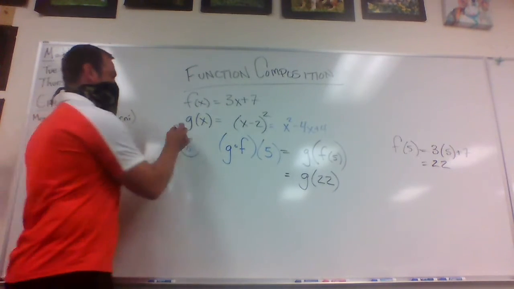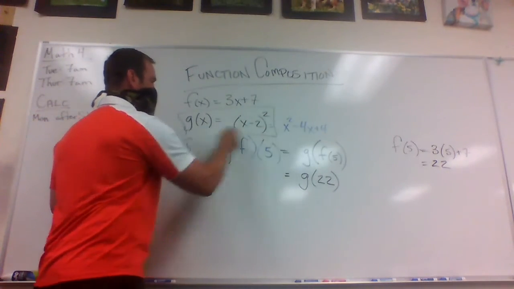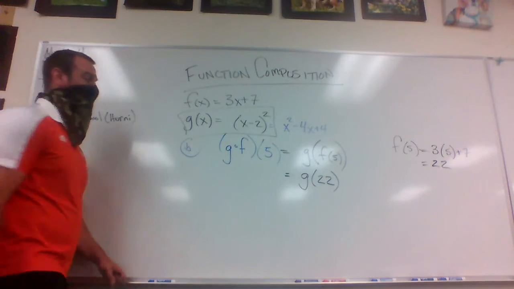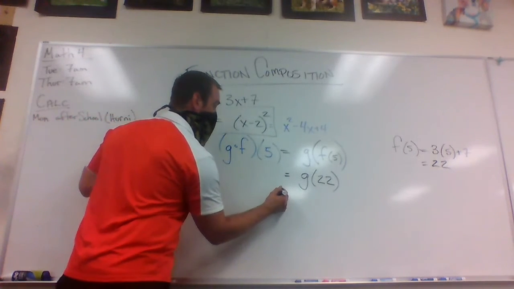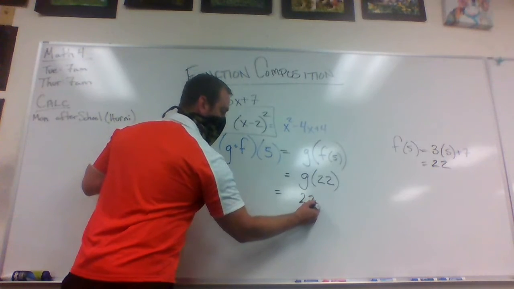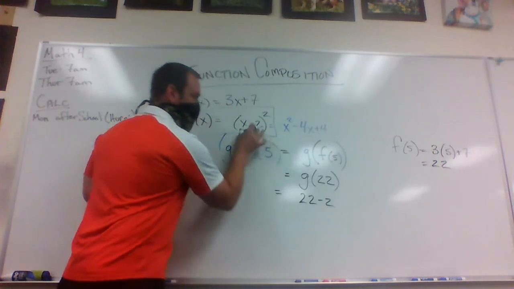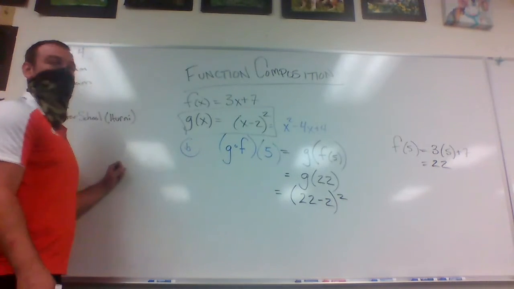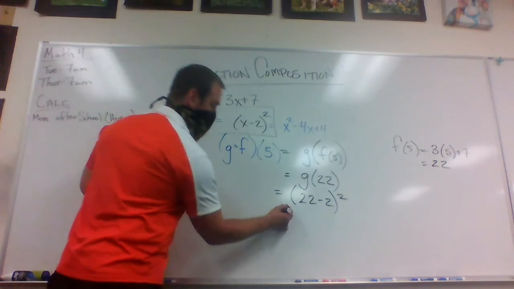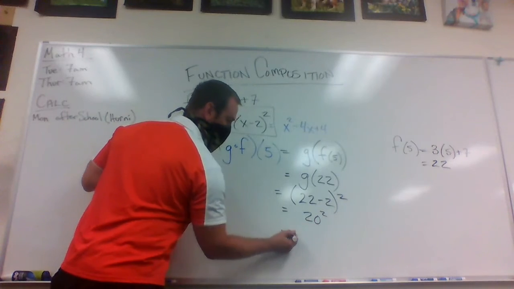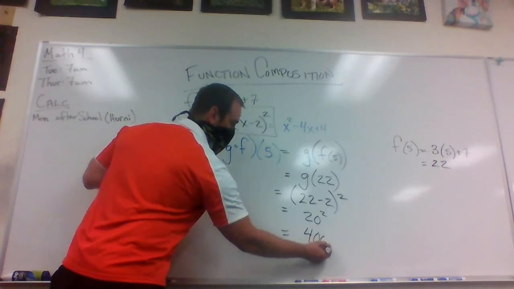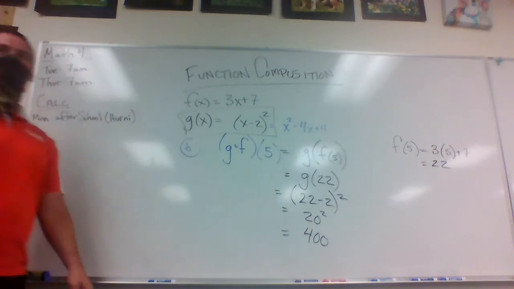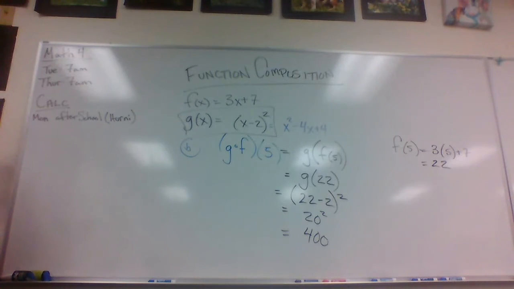I'd plug it back into my original one for g. That one definitely looks easier to figure what g of 22 is. So this is really going to be 22 minus 2, all squared. What is 22 minus 2? 20, and 20 squared is lucky number 400. You guys alright with this?